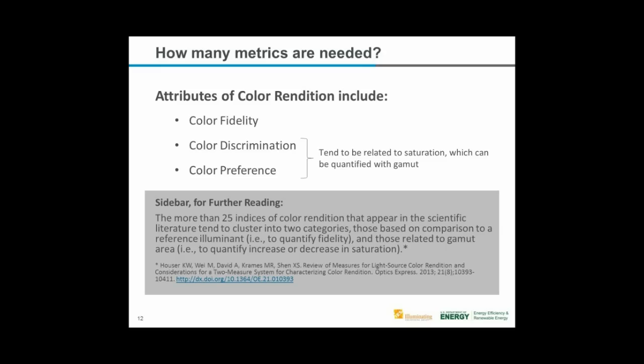So if one metric is not enough, how many are needed? If we look at different attributes of color rendition, we can consider color fidelity as one of the main ones, color discrimination, and color preference. Now we have a convenient thing that both color discrimination and color preference tend to be related to the degree of saturation, which can be quantified with gamut.